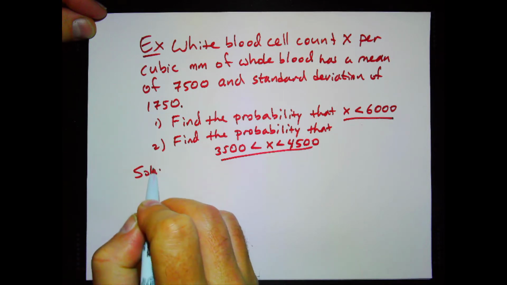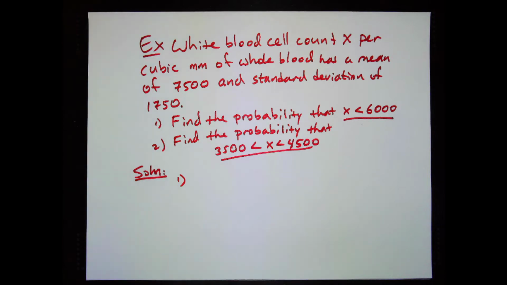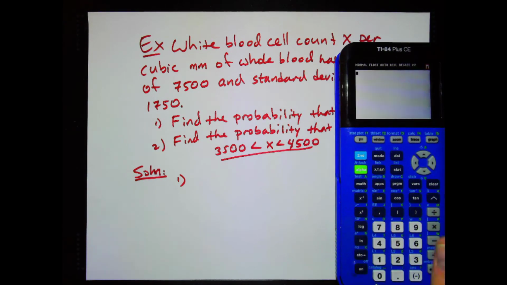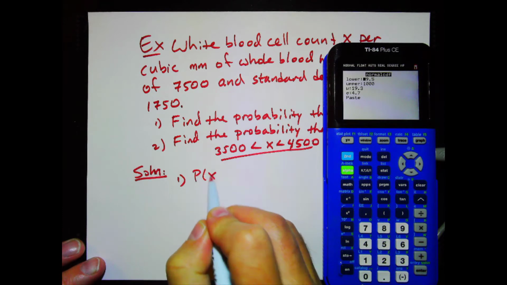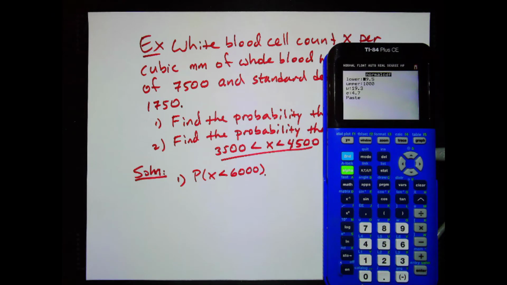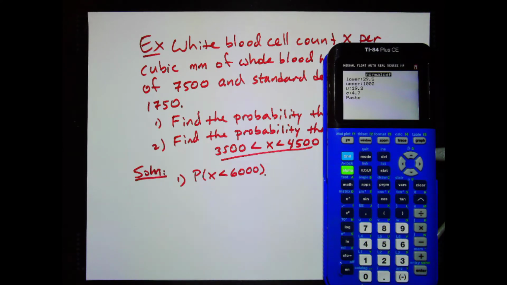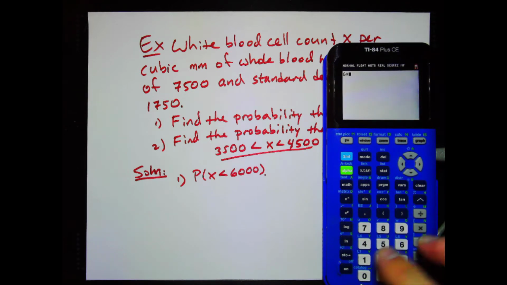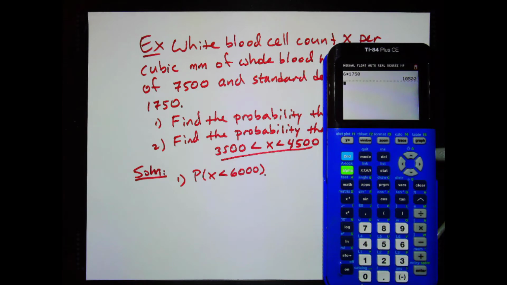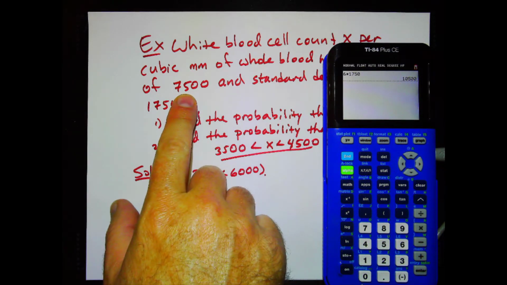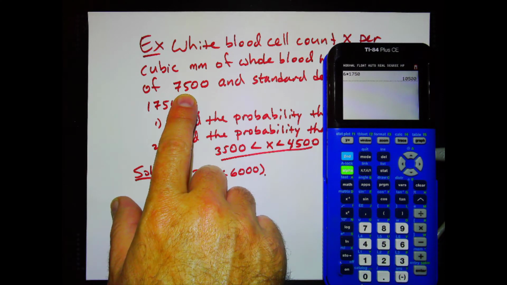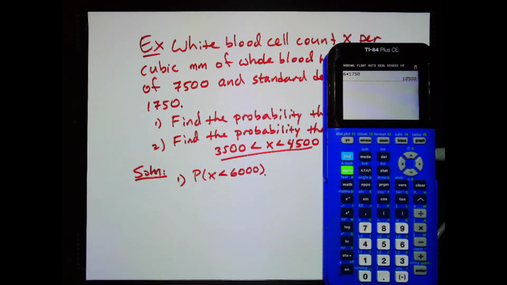So in our solution for number 1, we'll bring in our calculator and we'll bring up our normal distribution, normal CDF. I want the probability that x is less than 6,000. Note that the mean is 7,500. 6 standard deviations would be 6 times 1,750. That's about 10,500. So 10,500 less than 7,500 would be about negative 3,000. That gives me a kind of a lower end on the interval that I could use and get away with.